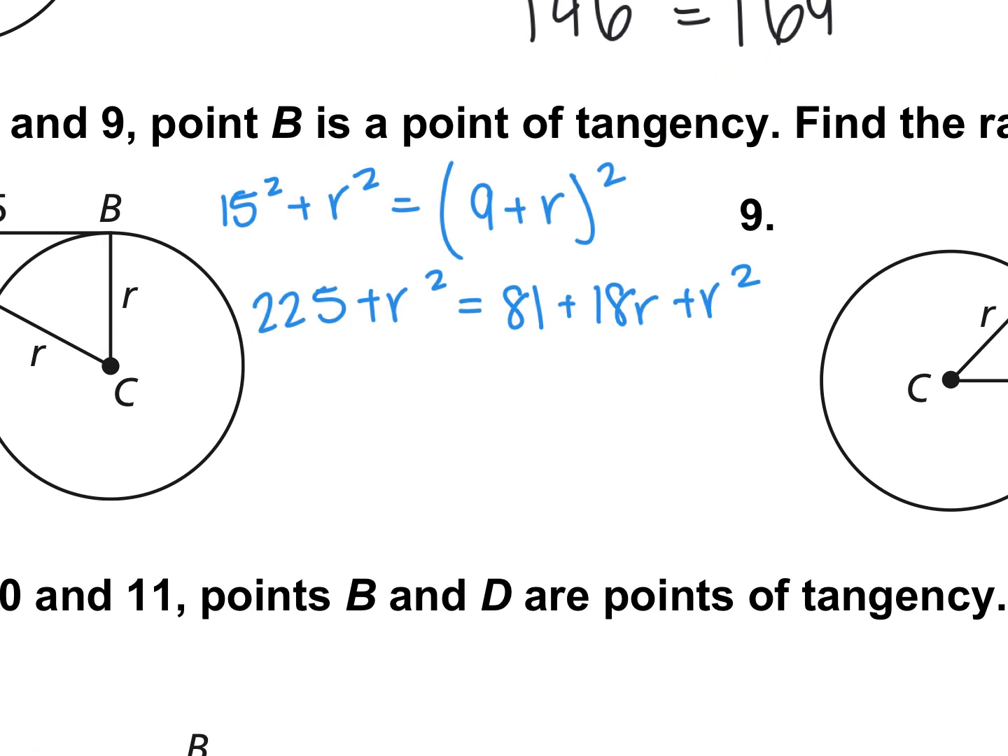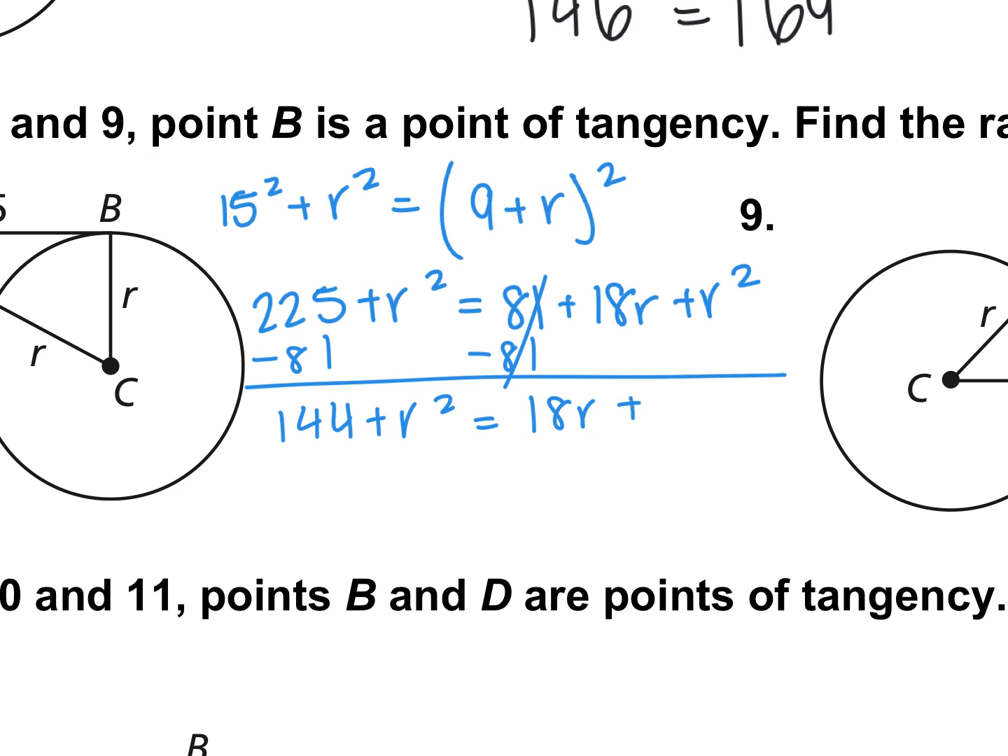All right, now looking at it, solving it out. 81, I'm going to subtract that first. Subtract 81 from both sides. If you subtracted correctly, you should have had 144 plus r squared equals 18r plus r squared. Your r squares are going to cancel out. Then I have 144 equals 18r. Divide by 18 and r equals what? Good. 8 should have been your answer.